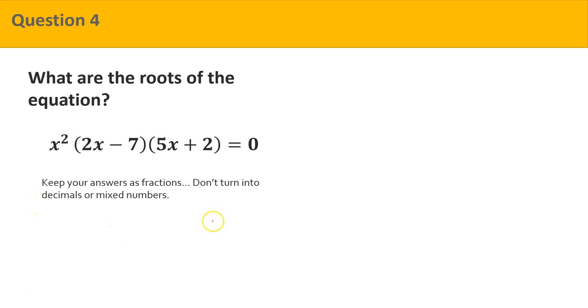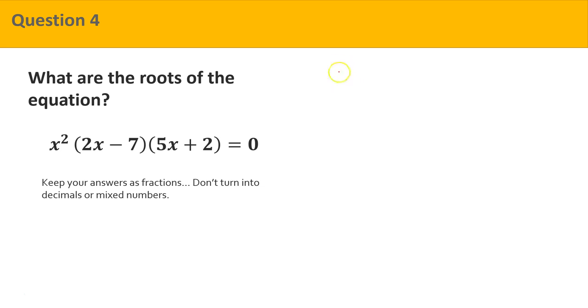or mixed numbers when you're putting them into your answers on the test. So what you would do is you would look at the 3 terms here, x squared, 2x minus 7, and 5x plus 2. That product, these 3 things all equal 0.